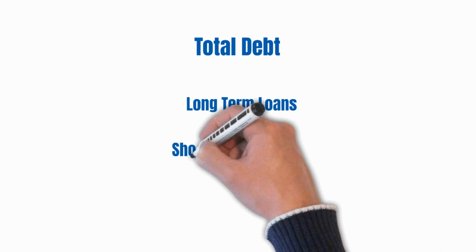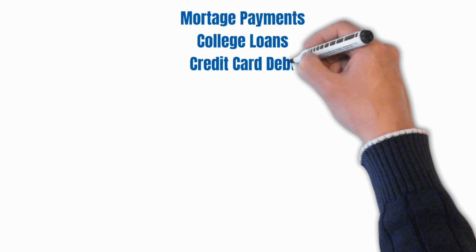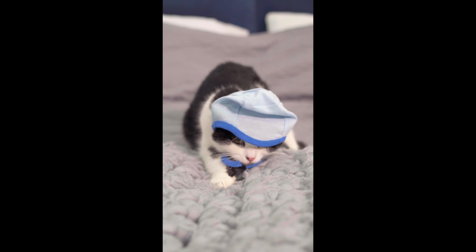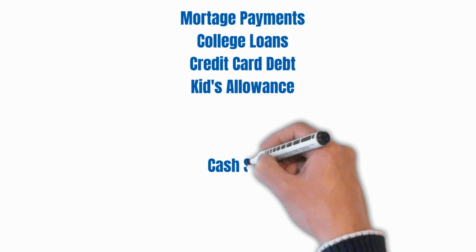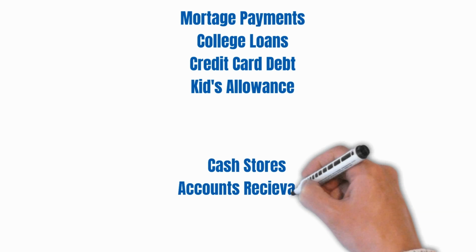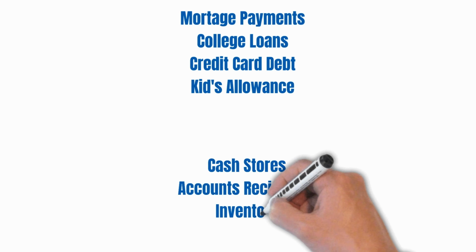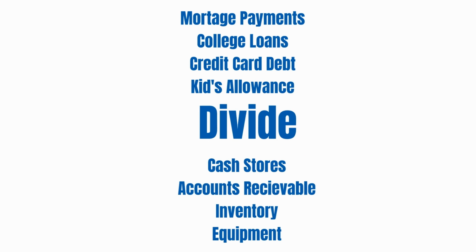Your total debt is all long-term loans and short-term liabilities added together. Imagine putting all your mortgage payments, college loans, credit card debt, and your kid's allowance in one big hairball of debt. Gross. That's up top. Total assets, on the bottom, are all the things your company owns, like cash stores, accounts receivable, inventory, equipment, etc. Lump that on the bottom and divide for your debt ratio.